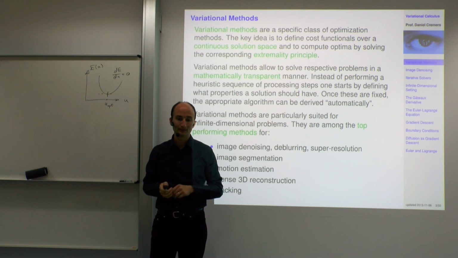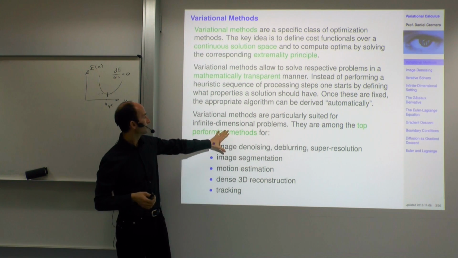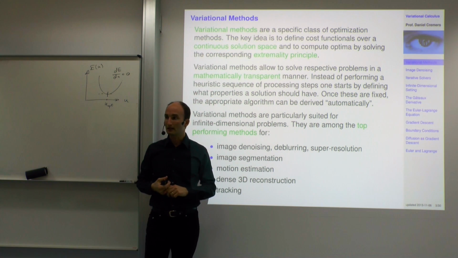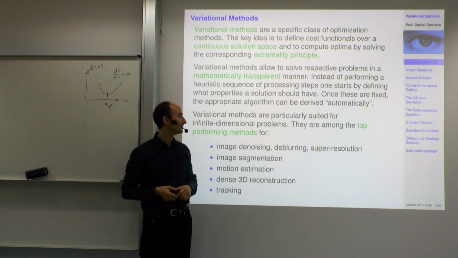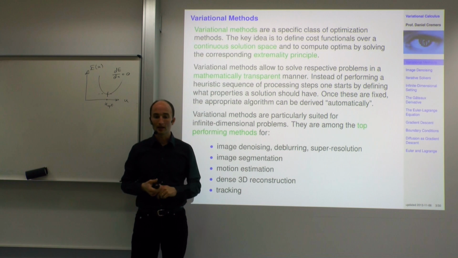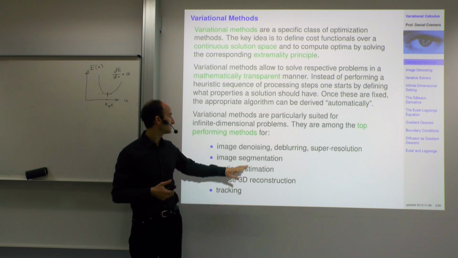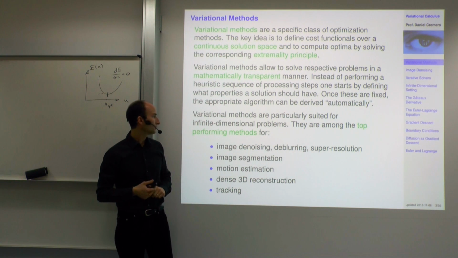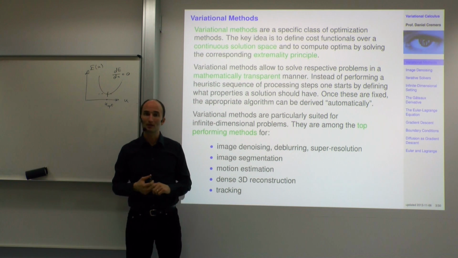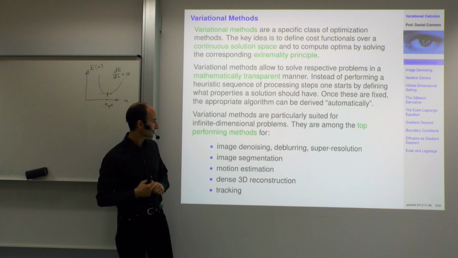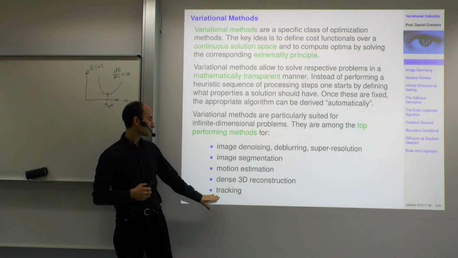It turns out the variational calculus was then pioneered in the image analysis field in the 80s and 90s, and it is now one of the leading and top performing approaches to do a lot of things in image analysis: image denoising, deblurring, super resolution. We'll see a couple of examples throughout the class. Segmentation is something we'll talk about a lot in this class. Motion estimation, dense 3D reconstruction, tracking.